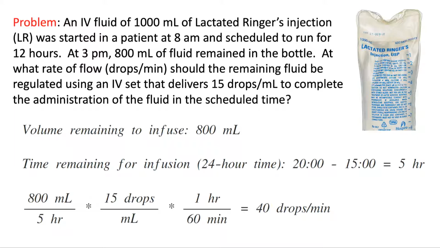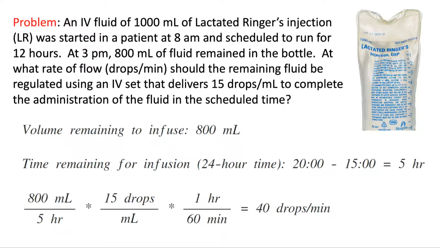I have 800 milliliters over 5 hours, but the problem is I need to express this flow rate in drops per minute. So I've got to do my unit conversions. You can do either first. I chose to do the volume. So let's convert volume in milliliters to a volume in drops, if you will. Let's multiply it by the fact that the IV tubing I'm using delivers 15 drops per milliliter. That way my units of milliliters cancel.